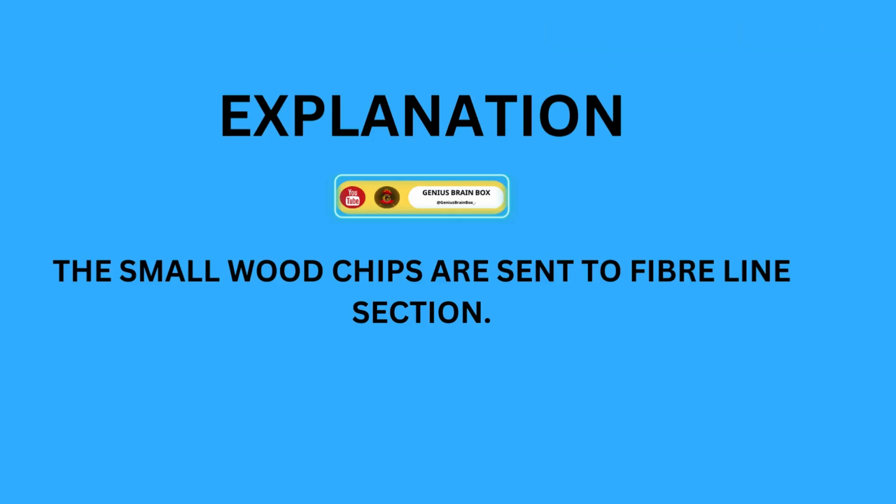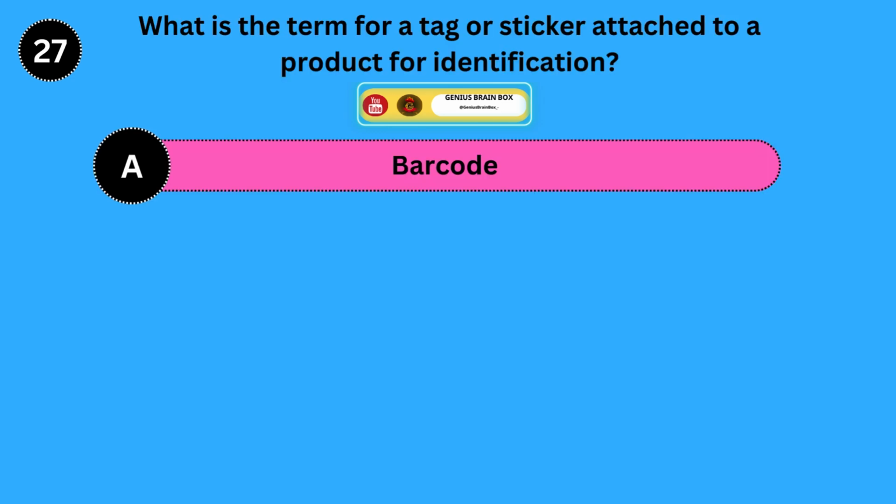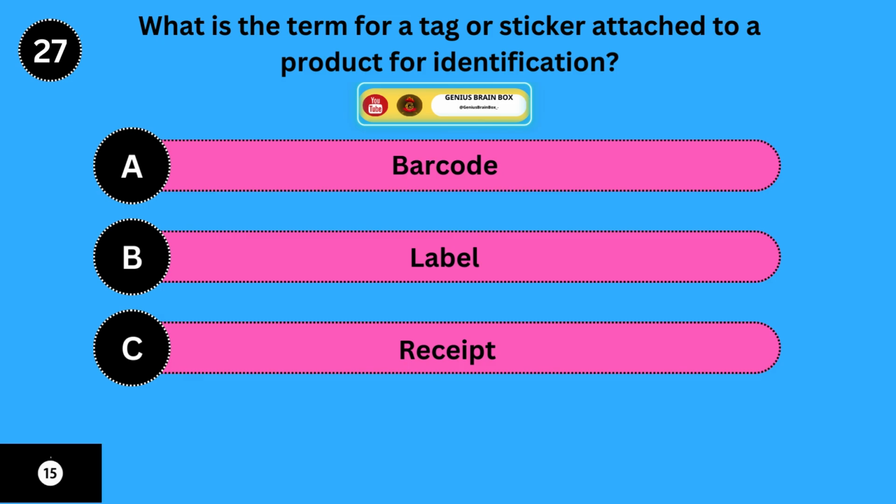Explanation. The small wood chips are sent to the fiber line section. What is the term for a tag or sticker attached to a product for identification?